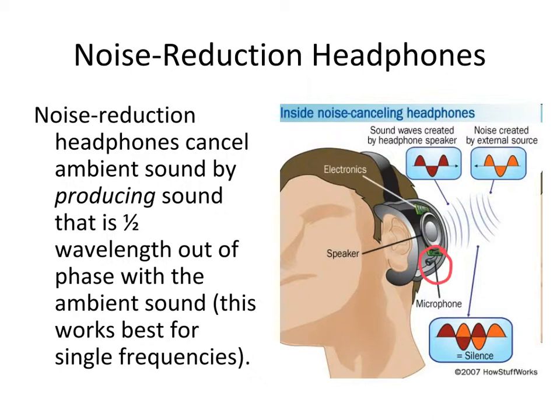So we have the crests become troughs and the troughs become crests, so that when the sound gets to the ear, the sound from outside the headphones is combining with the sound created by the speaker inside the headphones, which is half a wavelength out of phase. So those crests meet the troughs and they get to your ear and they give you zero energy.